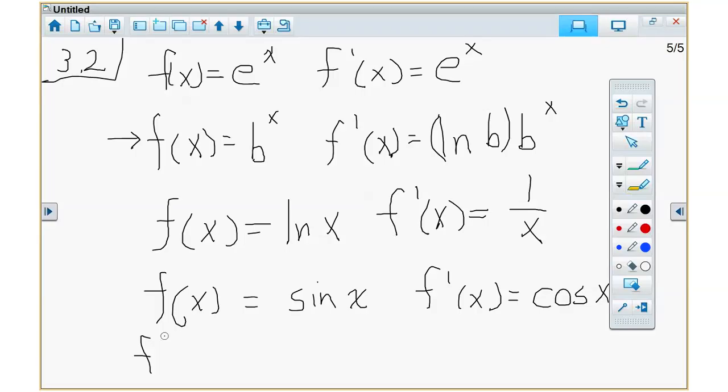They'll probably show you in chapter 6. F of x is equal to cosine of x. F prime of x, the derivative of cosine is a negative sine. Now, a lot of you may say, how do you remember that? Well, the easy way to remember: the derivative of sine is cosine. The derivative of the cosine is a negative sine. Say it like that, and you'll get it right every time. The antiderivative is the complete opposite. We don't even want to go there yet. So negative sine.